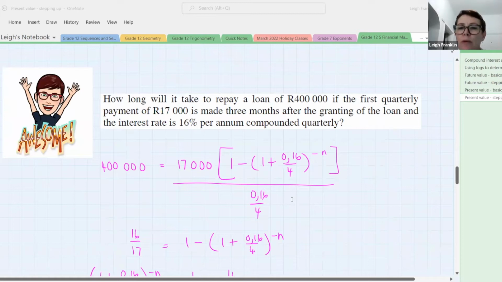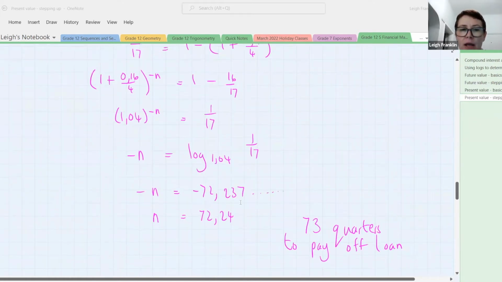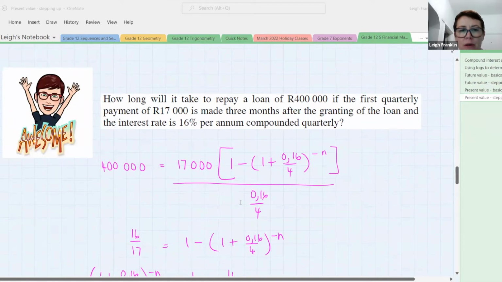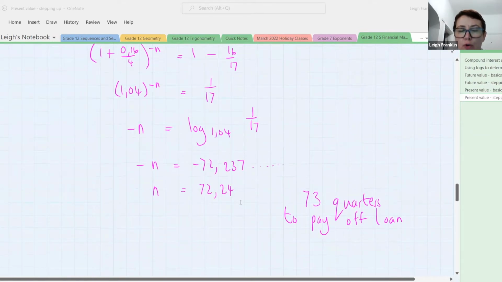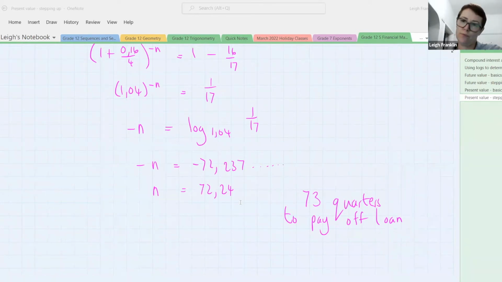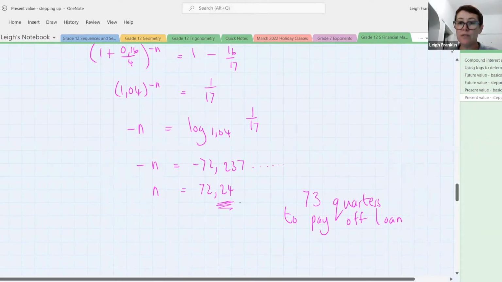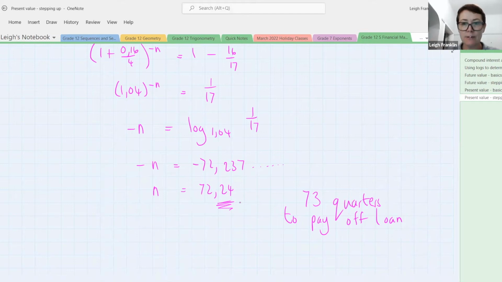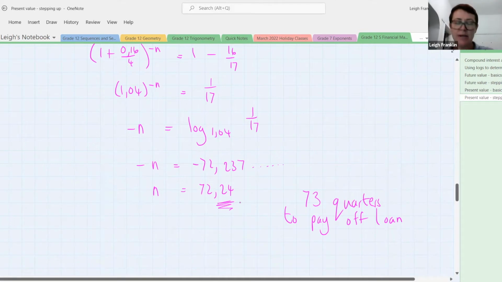Okay, so in other words, what I'm saying is this: if this person makes 72 payments of 17,000 Rand, the loan is not paid off because there is a decimal here. So 72 payments of 17,000 Rand does not pay off the loan. So the person needs to make another payment to pay off the loan. It might not be 17,000 Rand, it'll be smaller than 17,000 Rand, but it is an additional payment in order to settle the loan.